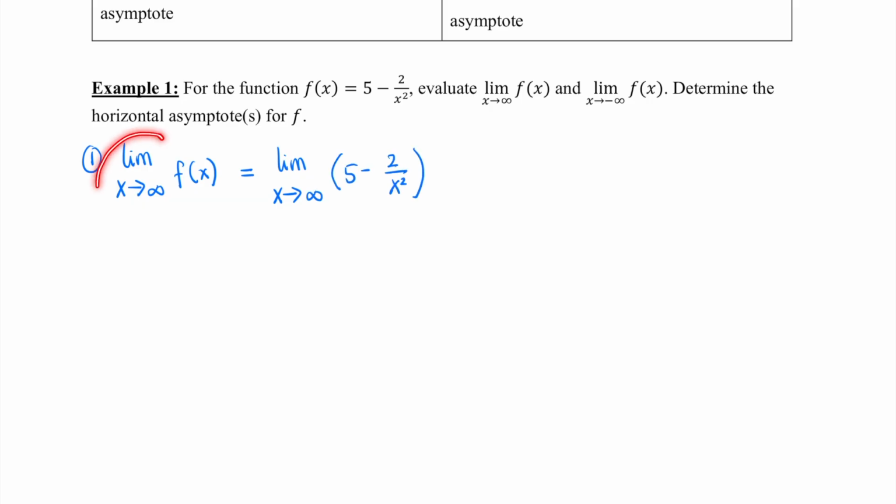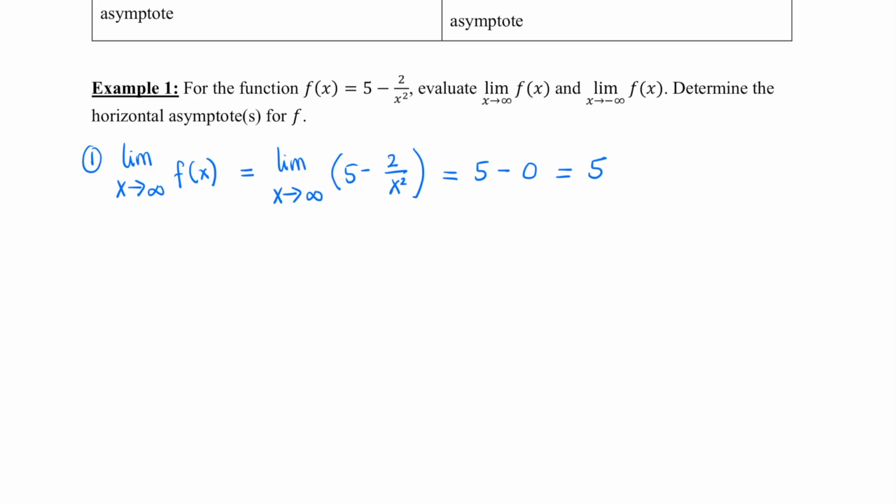The limit of f of x as x approaches infinity: we replace f of x with 5 minus 2 over x squared. So we want to find the limit of 5 minus 2 over x squared as x approaches infinity. As x approaches infinity, x squared becomes very large. So 2 over x squared becomes very small, and it approaches 0. So the function becomes 5 minus 0, which is 5.